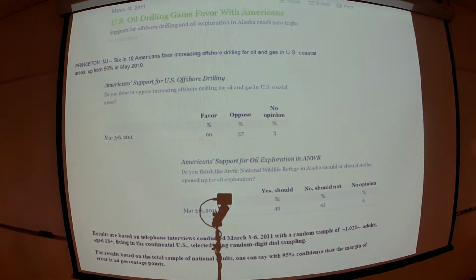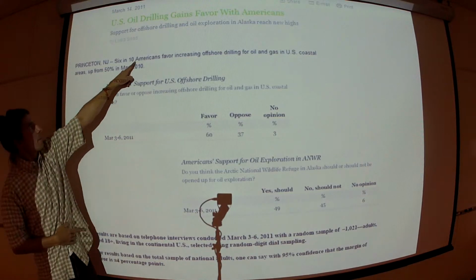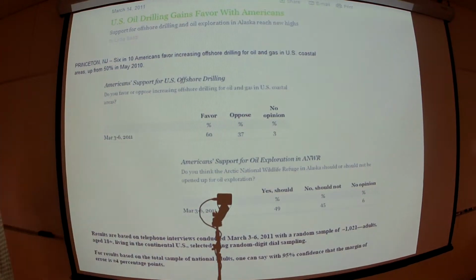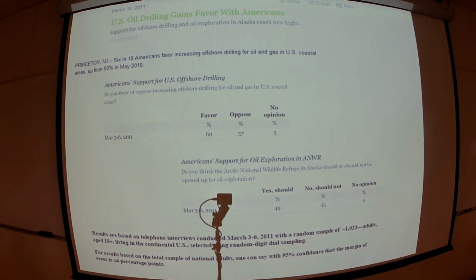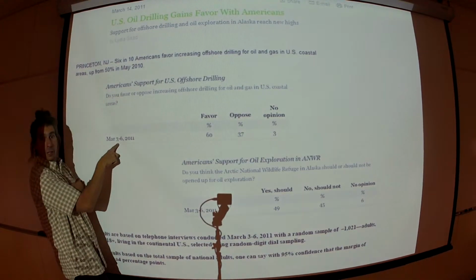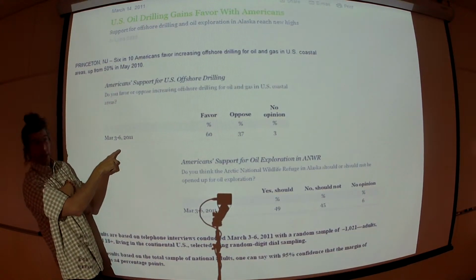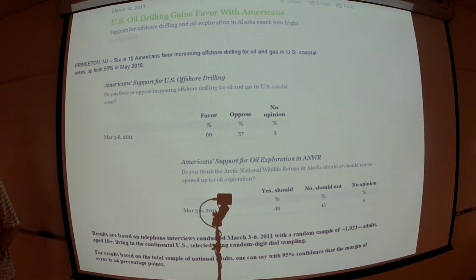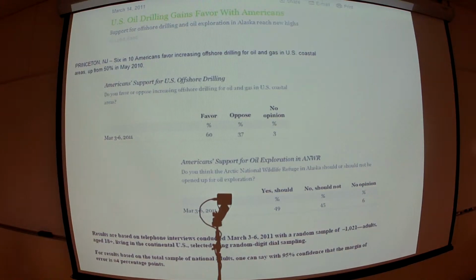Can I spin off of that, Renee? 6 in 10 Americans favor increasing offshore drilling for oil and gas. Wrong. No. 6 in 10 people in your sample do. 6 in 10 people in your sample favor drilling. And I can see that right here: 60% favor from March 3 to 6, 2011. Not 6%, 60% of Americans. 60% of Americans in your sample. We can't say that that's the same as the percentage of the Americans that favor it.